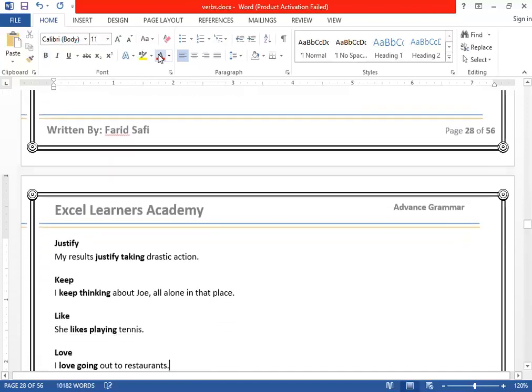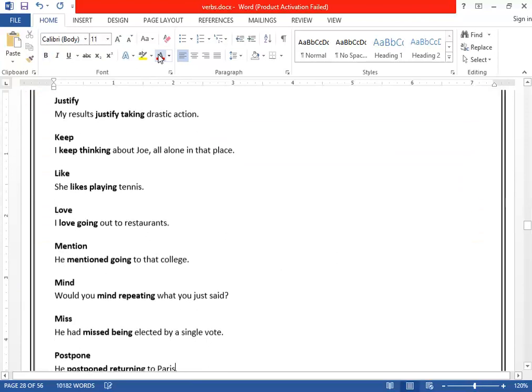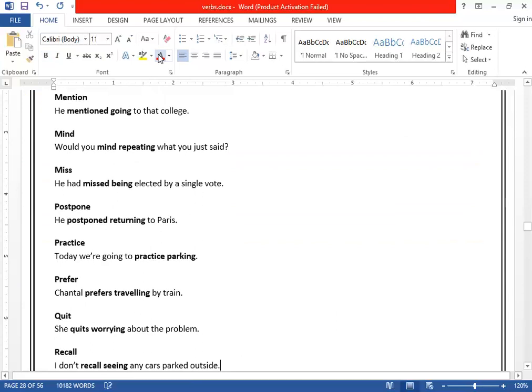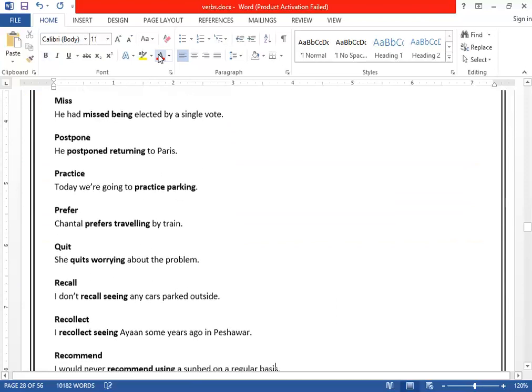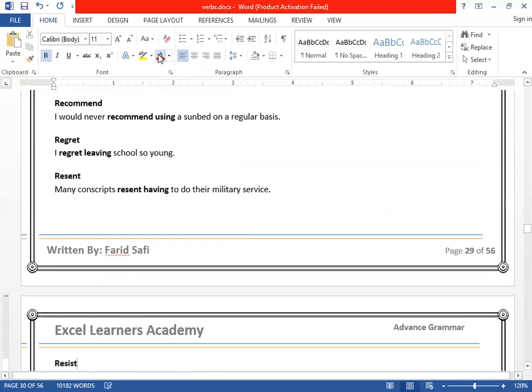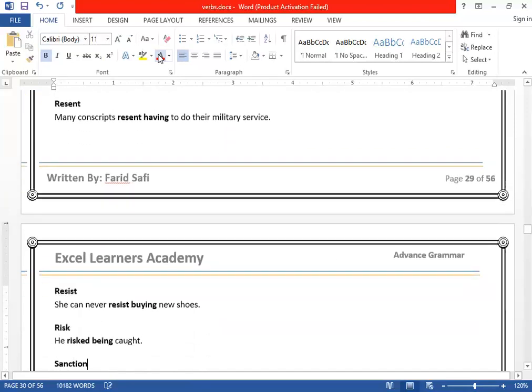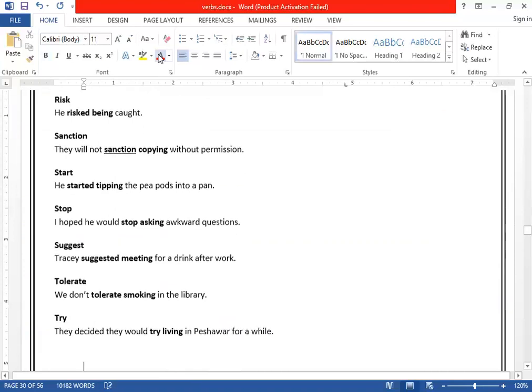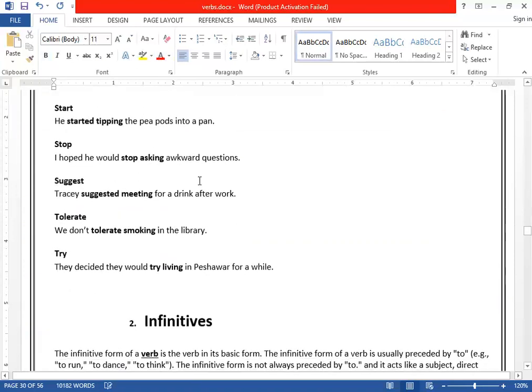Any questions? Is this clear? Inshallah, tomorrow we will study infinitives. Infinitive is a very interesting topic and inshallah we will study it in more detail tomorrow. So till tomorrow, thank you so much.